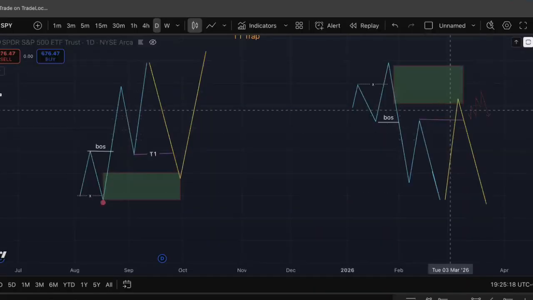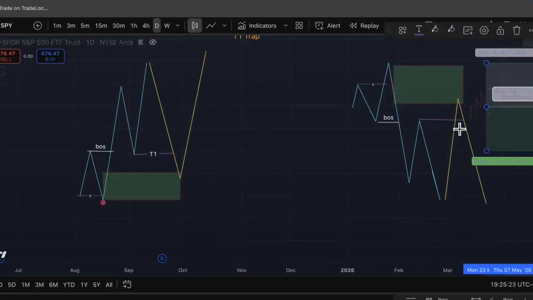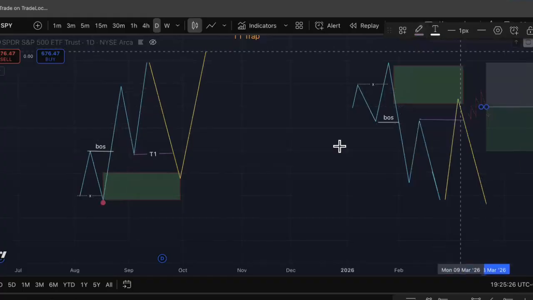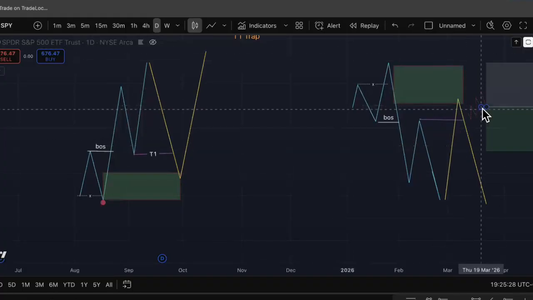Once it breaks this right here, let me draw a line so it can be easily seen. Let's get gray or something. Gray was not a smart idea.